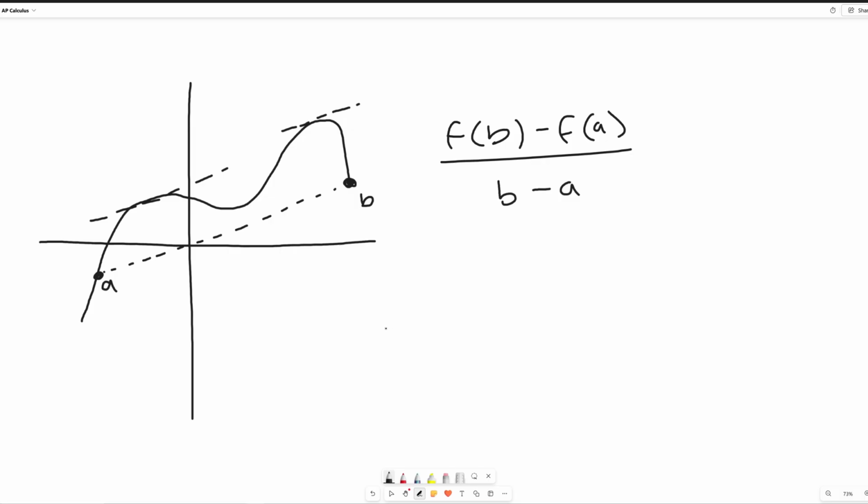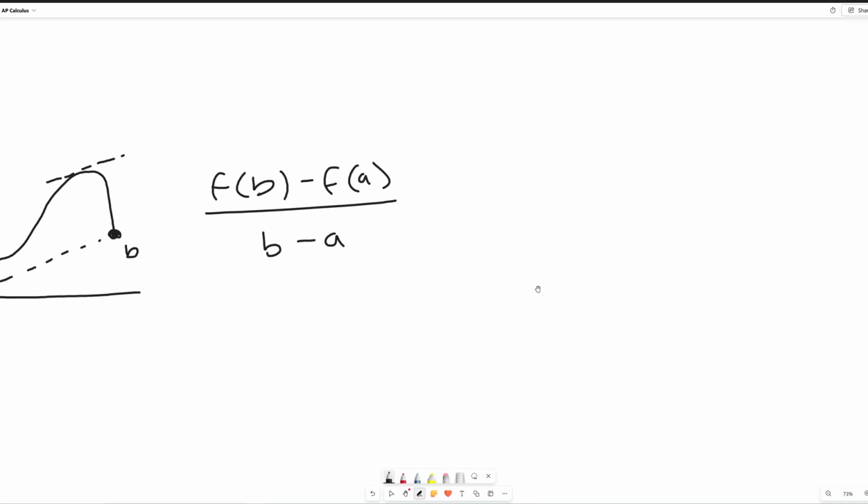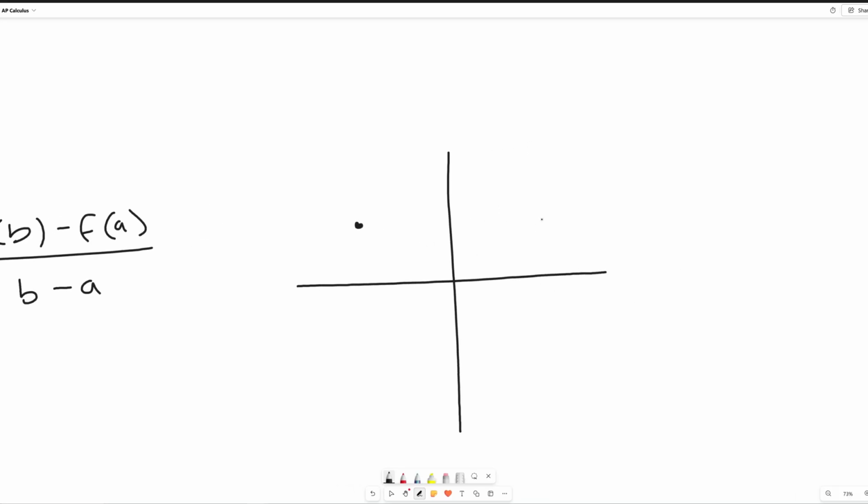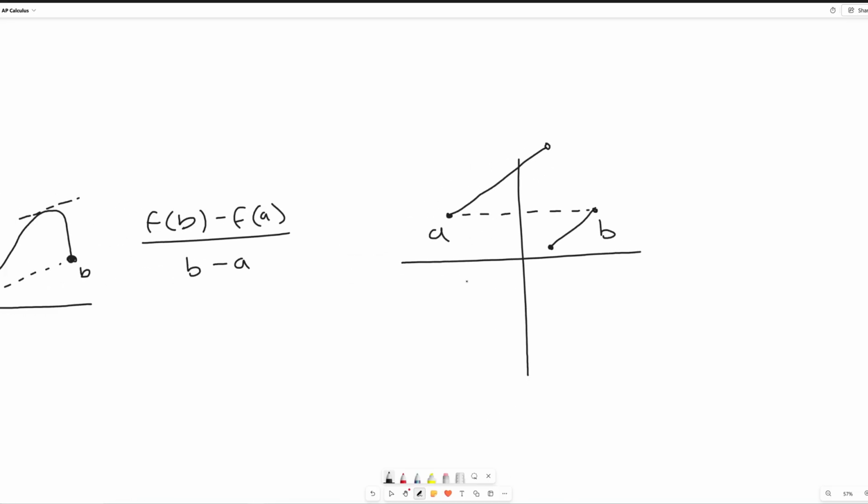Here's what can happen if it's not differentiable. You can have a function where A is here and B is here. The average rate of change between them, let's say, is 0, right? Then you can have a linear line, and then a hole, and then a closed hole, and then a linear line. Now, the slope on this curve is at no point 0. This cannot satisfy MVT because it is not continuous and therefore not differentiable.